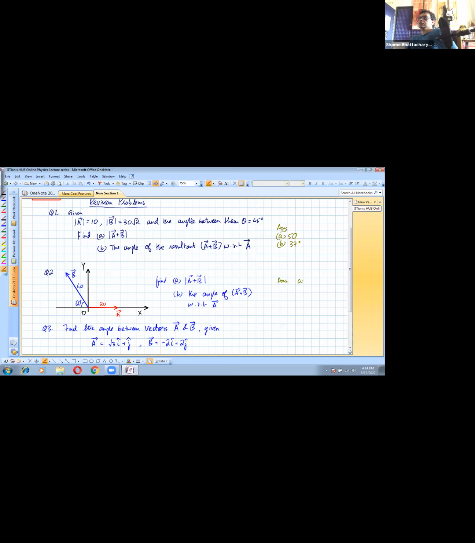So this question, A part's answer should be 20 root 3 and B part's answer should be 90 degrees. Yes, we will do all the questions, don't worry. Satyam, I'll explain the multiple methods possible for all the questions. First, I just want all of you to give this a try.